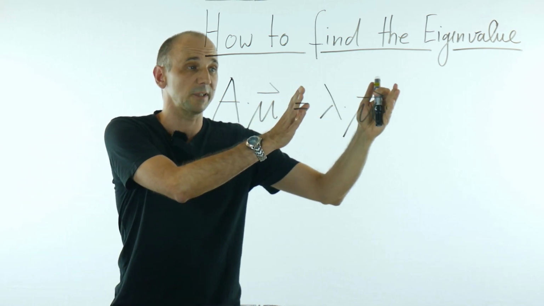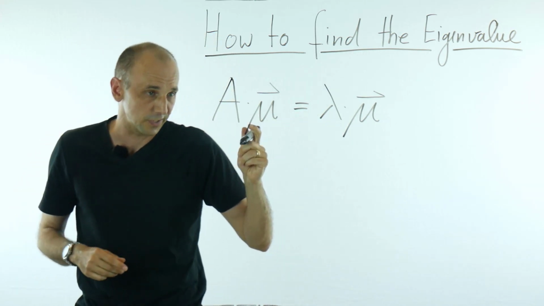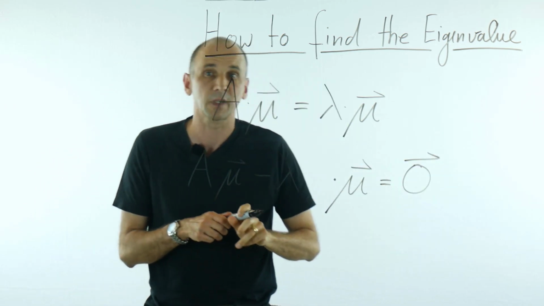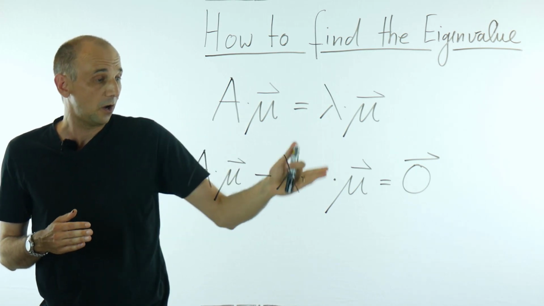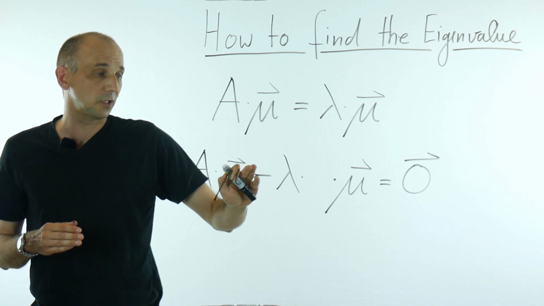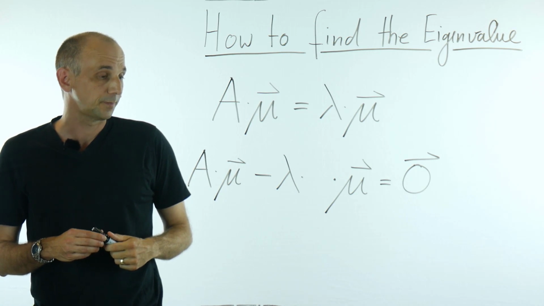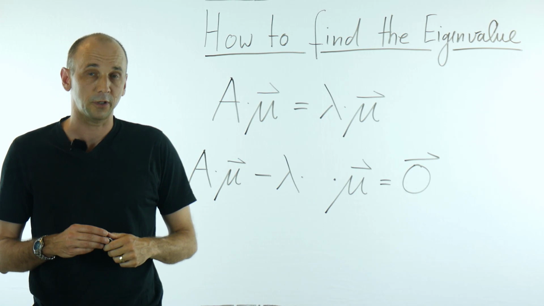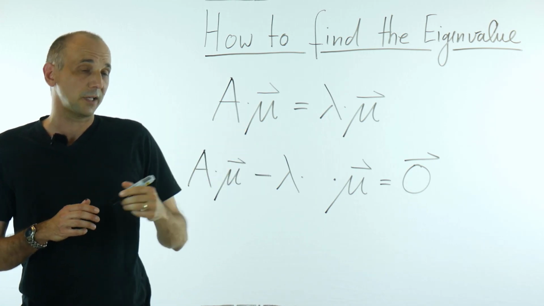What I will do now is subtract this side and bring each part onto the same side. So now on the right hand side I have a zero vector. On the left hand side I am multiplying my matrix times vector and subtracting my eigenvalue times vector. Now I have the same factor, the eigenvector, in both parts here, so I want to isolate that.